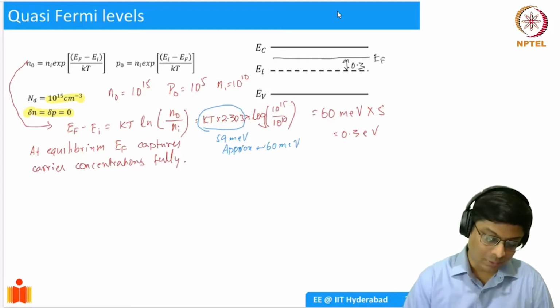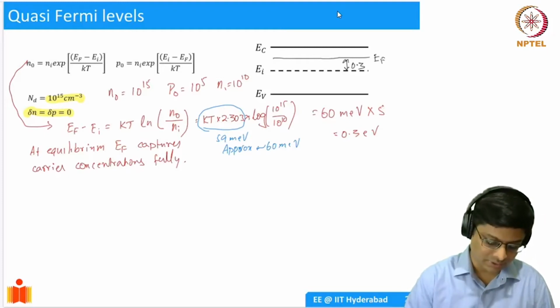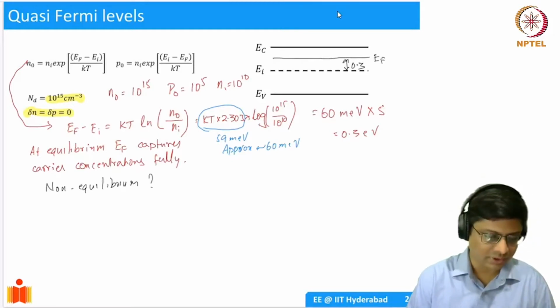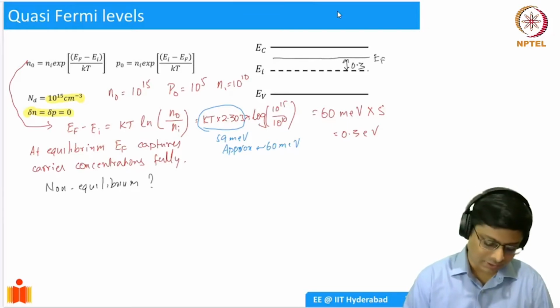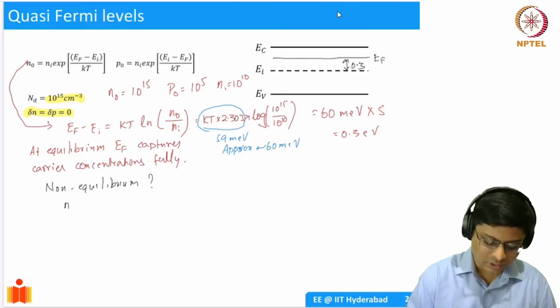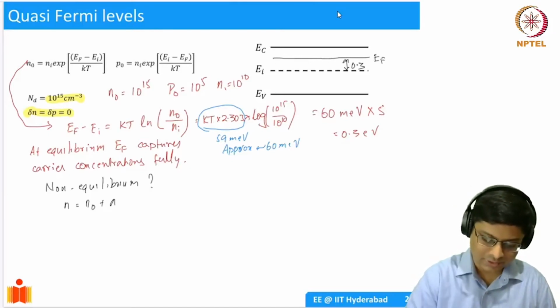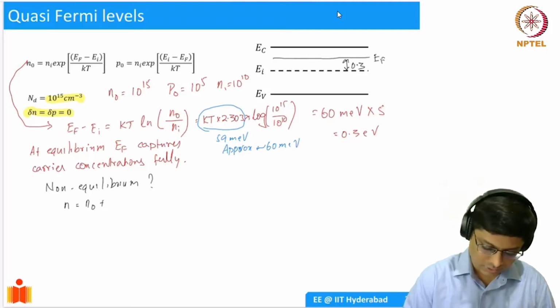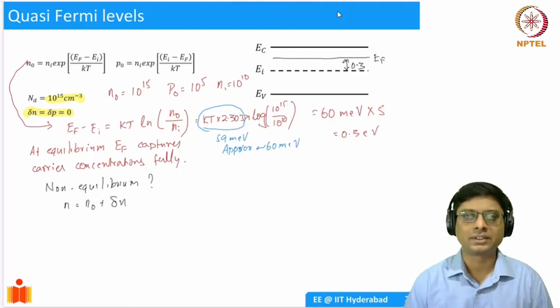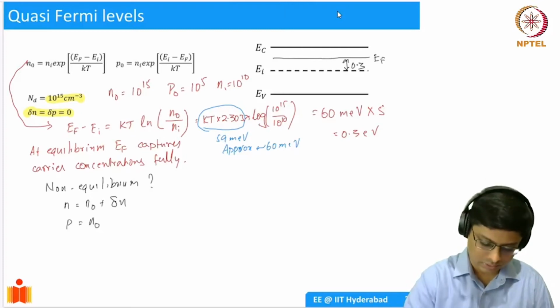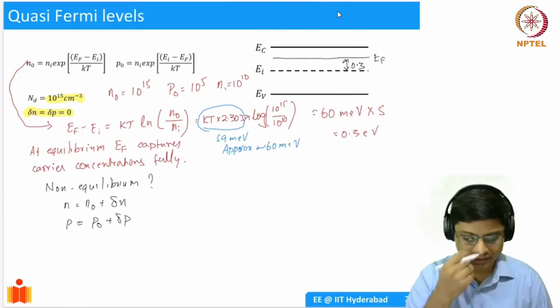But what happens when I have a non-equilibrium situation? What do I do? Whenever you have non-equilibrium situations, we have seen this last class. Now N is going to be the total carrier density, which will be N naught plus delta N, the excess electron density. And similarly, P is going to be P naught plus delta P. This is what we have seen in the last class.